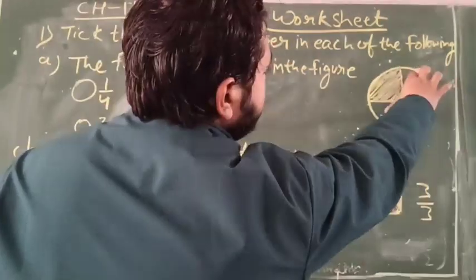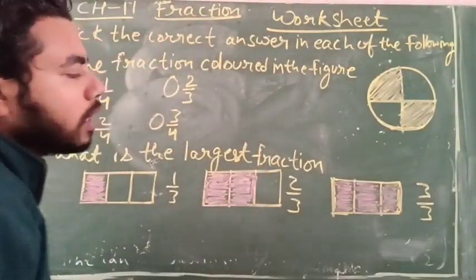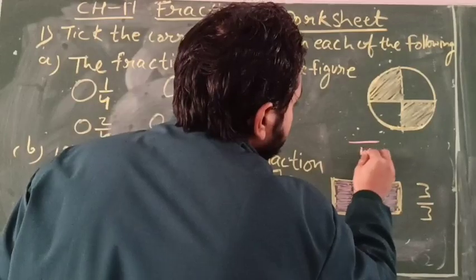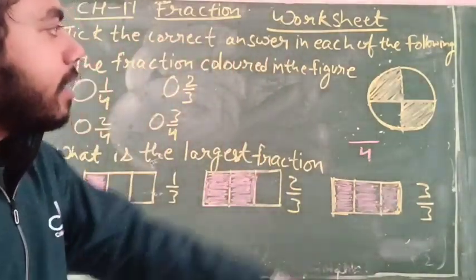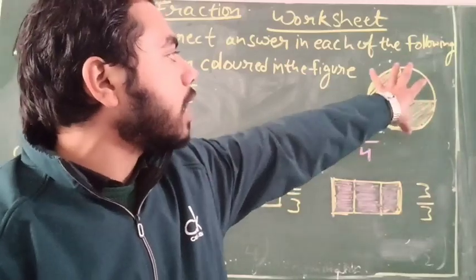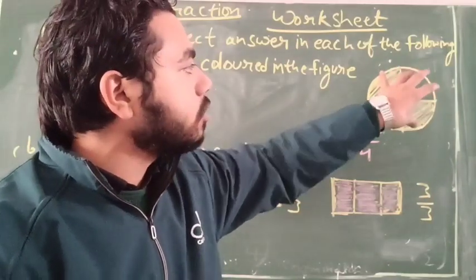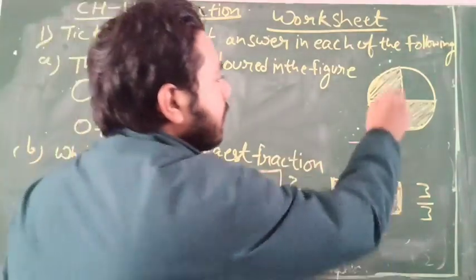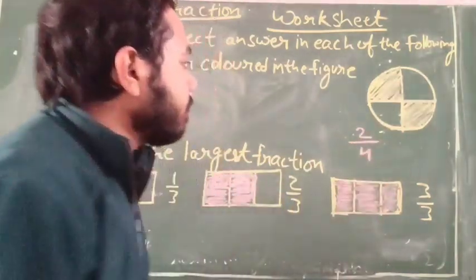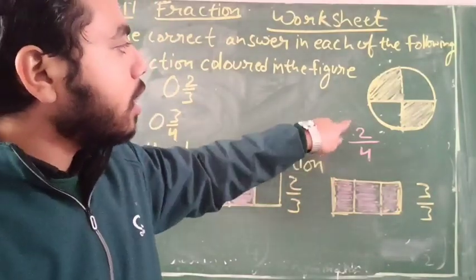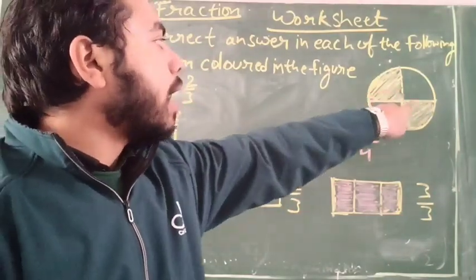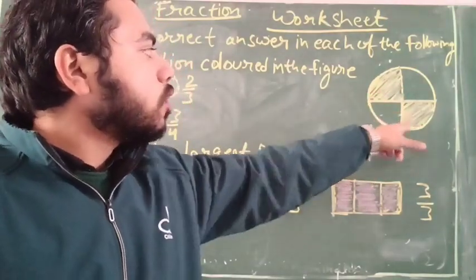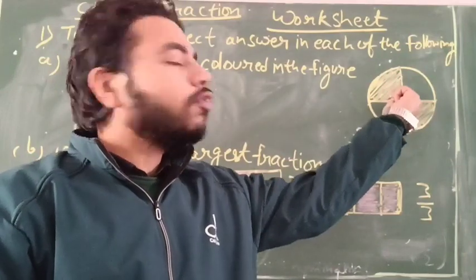Now, as we see that the circle is divided into 4 equal parts, it means the denominator is 4. And here 2 parts we get. Suppose it's a circle divided into 4 equal parts, and we get 2 equal parts. That means 2 by 4. Here 2 parts we get, so the numerator must be 2.